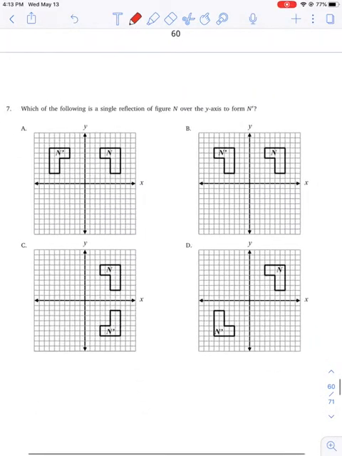Alrighty. So, let's see. We want a single reflection over the y-axis. So I'm looking at this each time. And right away, A jumps out to me. That's the only one that is using my green line as a mirror. Nothing else is using it. D looks like it's a rotation. B is a translation. C used the x-axis instead of the y-axis.